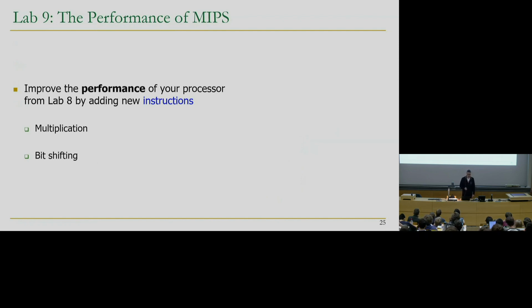In lab 9, you'll be learning how to measure the performance of your processor and even make some additions, some changes on it to improve its performance. So mainly here you'll be implementing multiplication and bit shifting. Those will be 2 new instructions added to your processor to implement those operations.